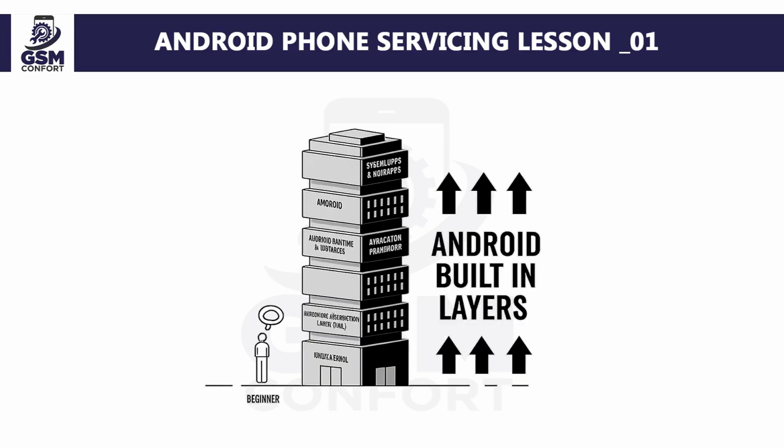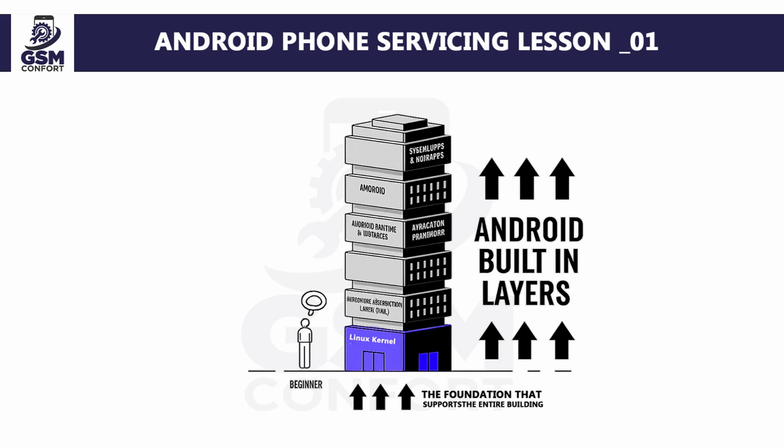Android building layers. At the very bottom of our building, we have the foundation. The foundation is what supports the entire building. Without the foundation, the building would collapse. In Android, this foundation is called the Linux kernel. Now remember this name carefully, because the Linux kernel is one of the most important parts of Android.